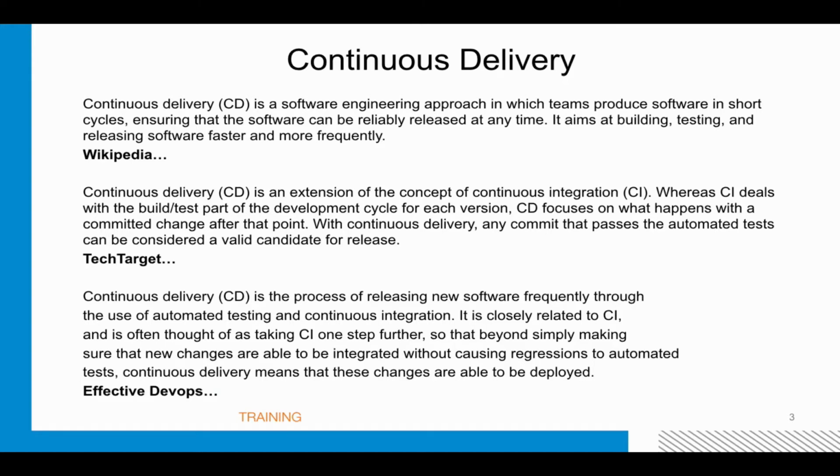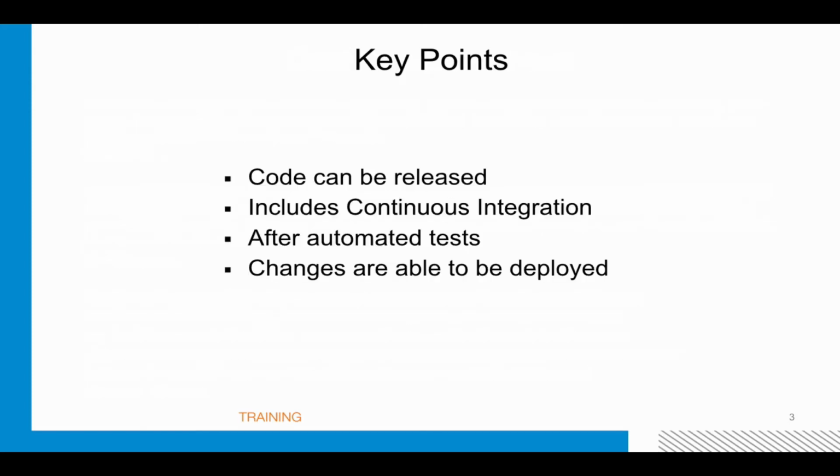Right, and we'll have some labs. We start the labs in chapter 2. So key points: the code can be released, it doesn't have to be released. It includes continuous integration. It has to be part of it. It's after automated tests in the build, and the changes, kind of the same thing as code release, but the changes are able to be deployed.